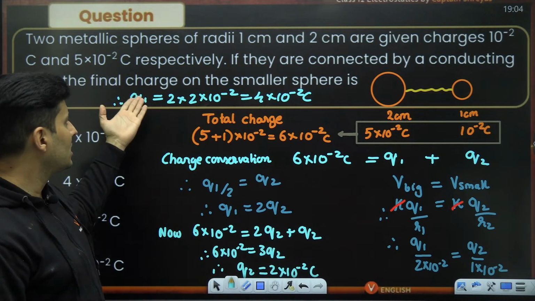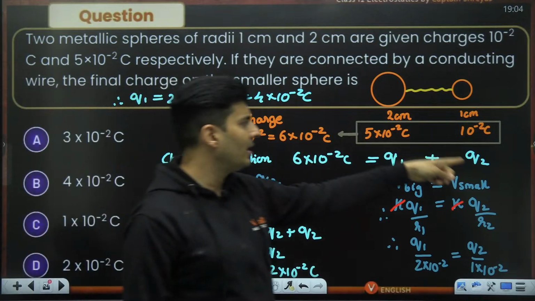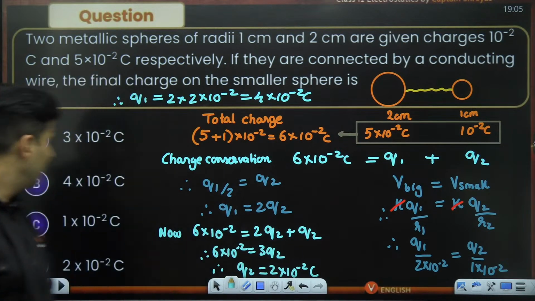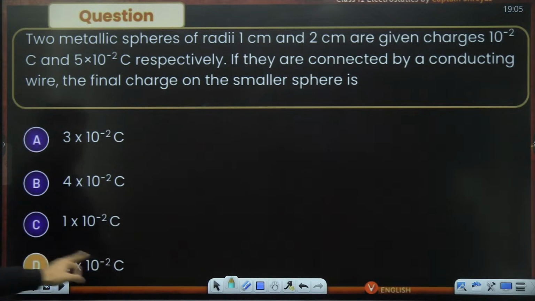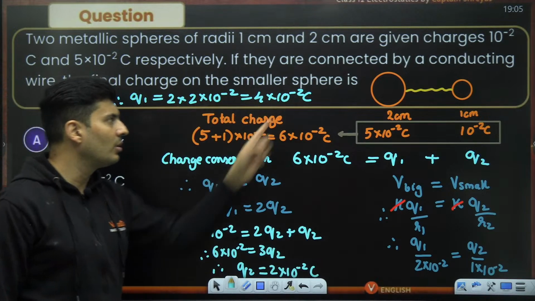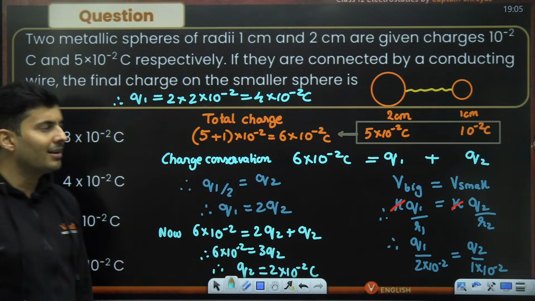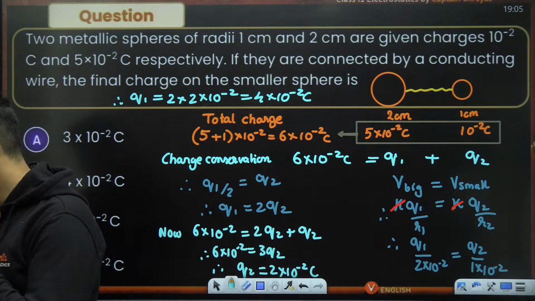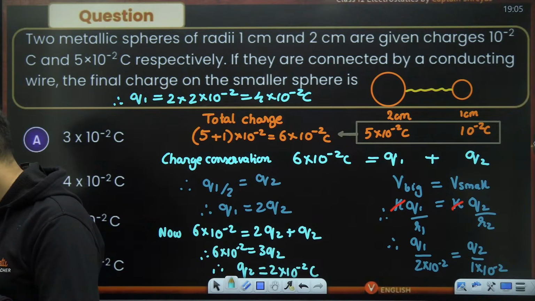So the smaller sphere has a charge of Q2. Q2 will be 2 into 10 to the power negative 2 coulombs. So answer D is the right answer. If the question was the bigger sphere, the answer would be 4 into 10 to the power negative 2 coulomb. This is how you solve the questions. Is that clear, everyone? How to solve?